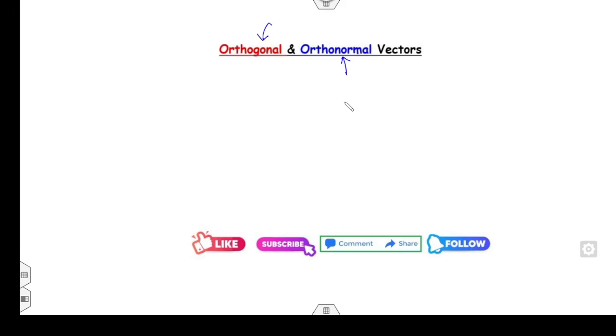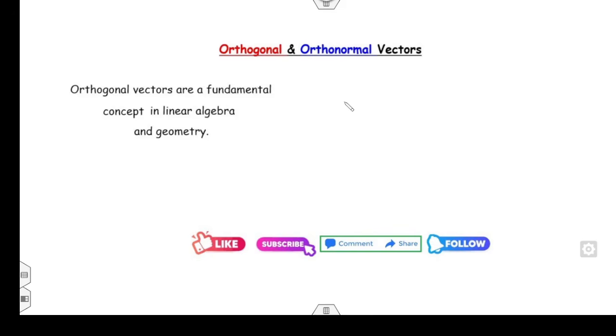First of all, orthogonal vectors are a very important topic in linear algebra. We all know the x-axis and the y-axis are perpendicular to each other. So the same concept we can utilize in terms of perpendicularity for orthogonal vectors. Orthogonal vectors are those vectors which are perpendicular to each other.